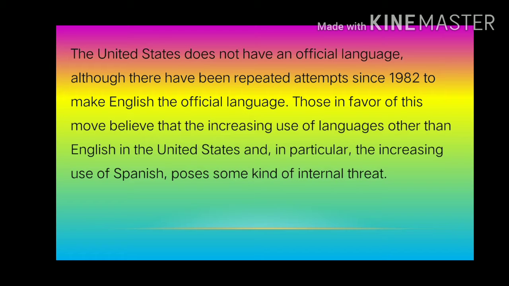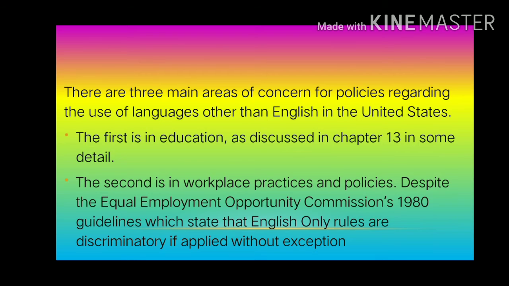The United States doesn't have any official language, although there have been repeated attempts since 1982 to make English the official language. Those in favor of this move believe that the increasing use of languages other than English in the United States, and in particular the increasing use of Spanish, poses some kind of internal threat. So there are three main areas of concern for policies regarding the use of languages other than English in the United States.